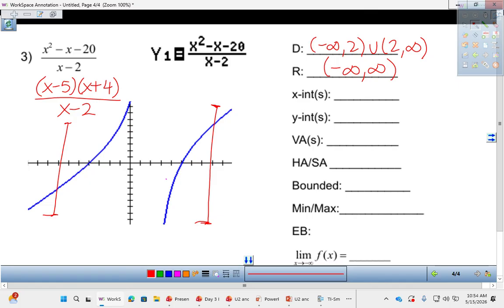All right, x-intercepts, you can do it this way. Like this is an x-intercept and this is an x-intercept. So if I don't want to use the equations, I can just count the little tick marks and figure out what they are. If you're going to use the equation, you're setting the numerator equal to 0. That's where these two are coming from.